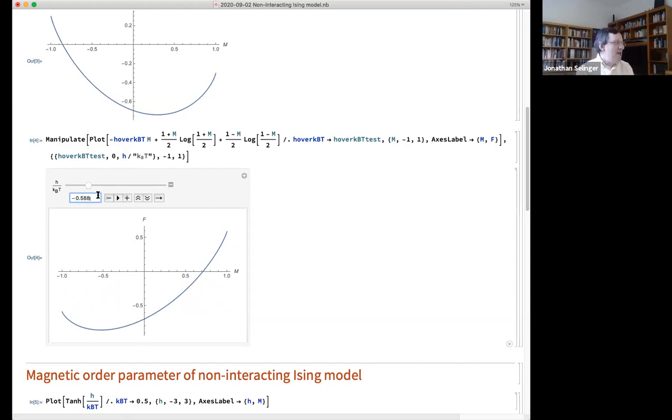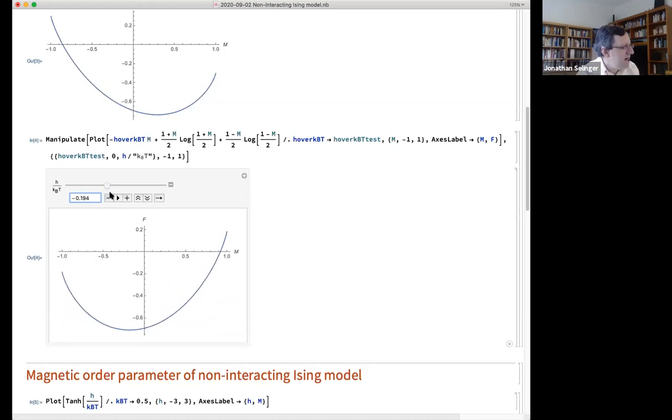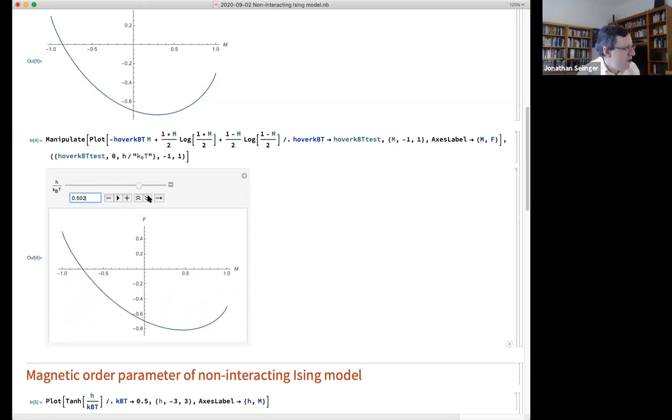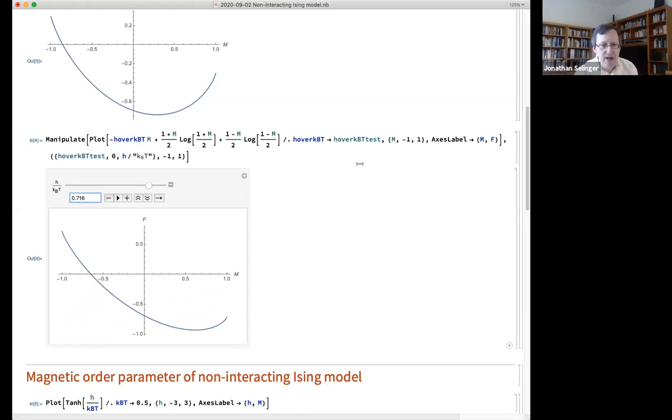So this is graphically showing us what's going on. It's graphically showing us that the free energy plot changes when we change the magnetic field. And the minimum shifts when we change the magnetic field. So the minimum can shift from being negative m to 0 up to positive m. So this is kind of a graphical solution.